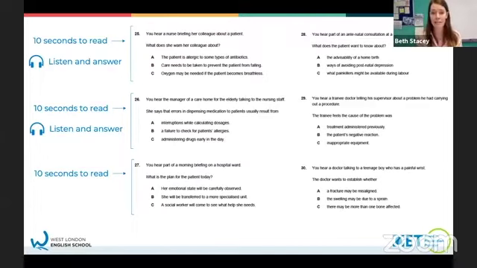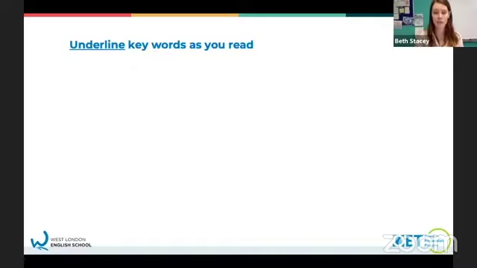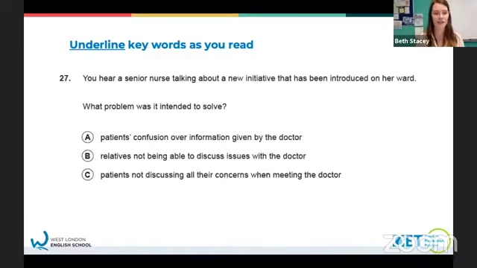In part B, you don't have time to read through all of the questions. You have 10 seconds for each question individually. So it will always be read, answer, read, answer, read, answer, etc. So what you need to do in this time, 10 seconds isn't very long, so you need to underline keywords as you read.